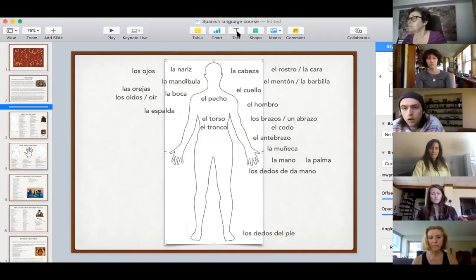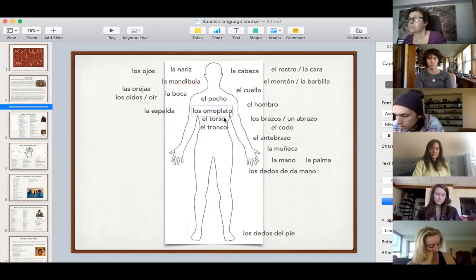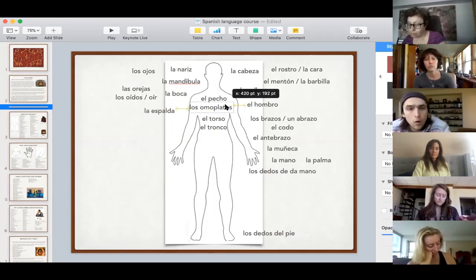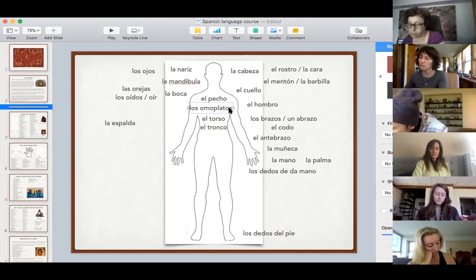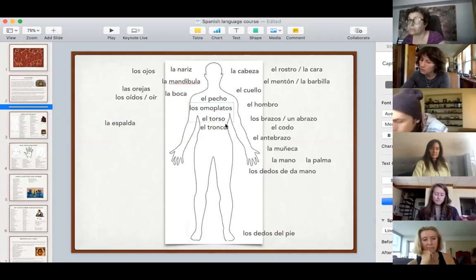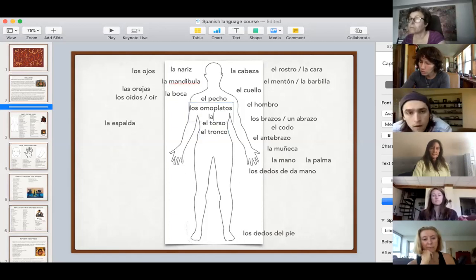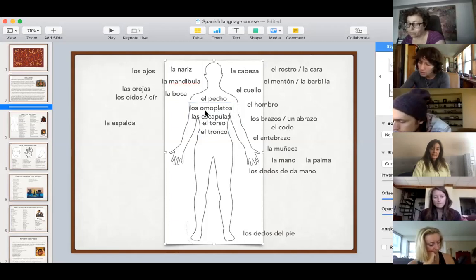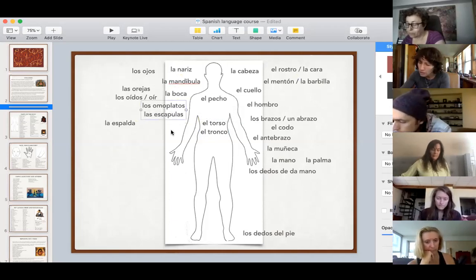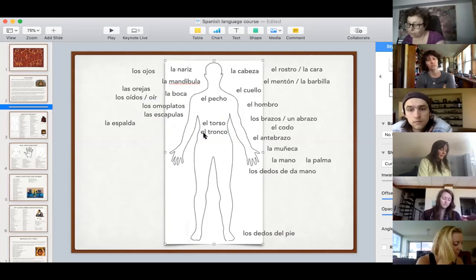Good. What other words might be useful? Los omóplatos. Right, so let's stick with that for a moment. Los omóplatos. Okay, so what are your omóplatos? Shoulder blades. Your shoulder blades. And if we wanted to be a bit more technical, we could use the word scapula, right? In Spanish, las escápulas. So can everybody see those words there? Los omóplatos, las escápulas. Good.